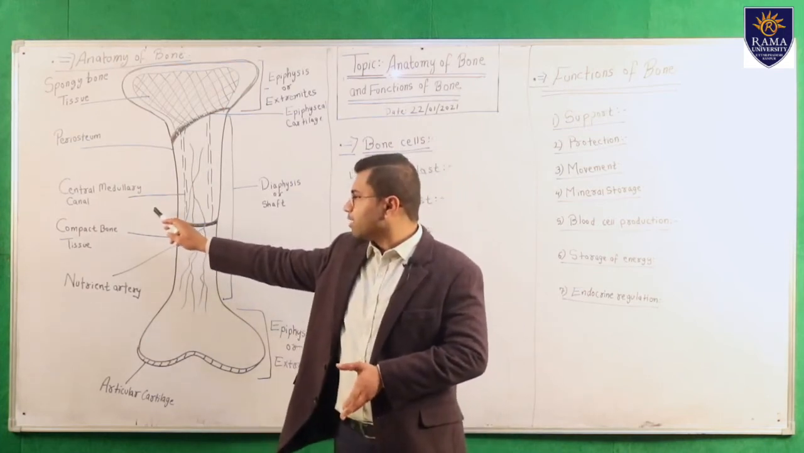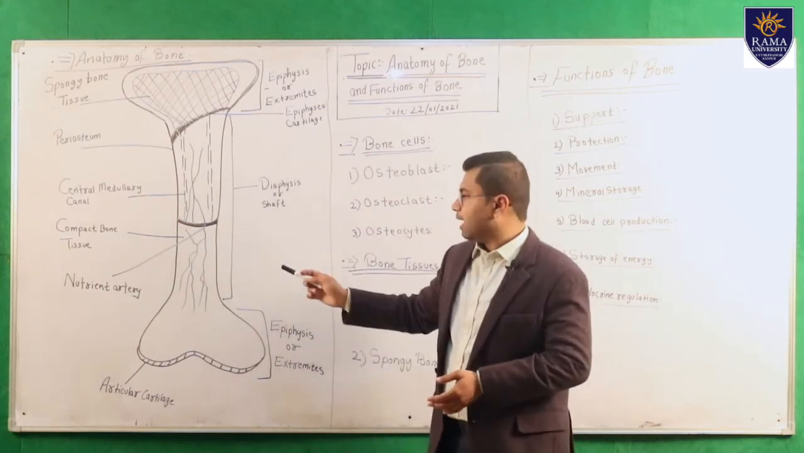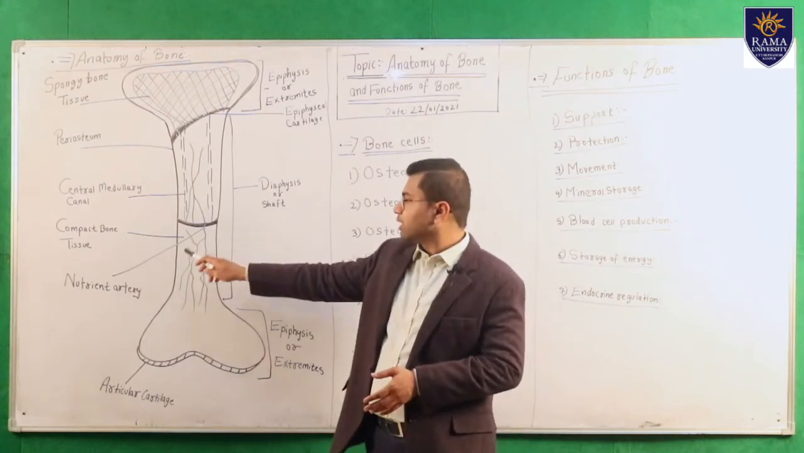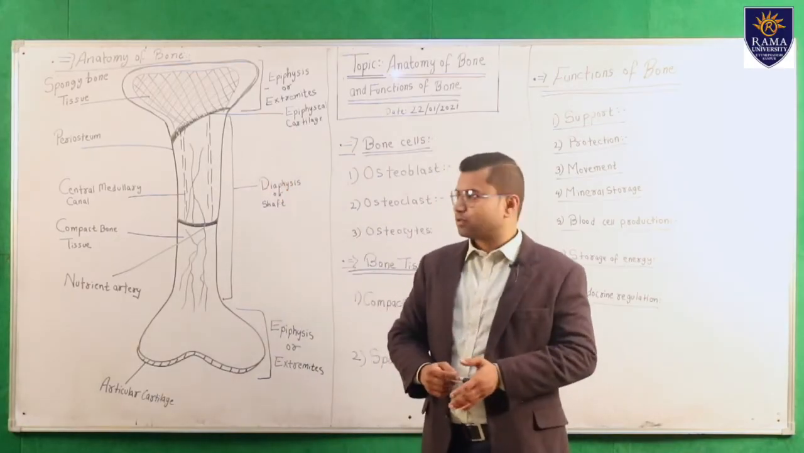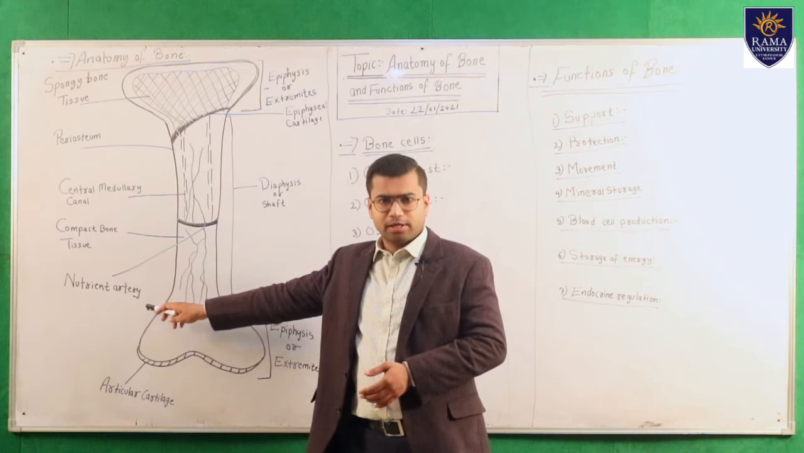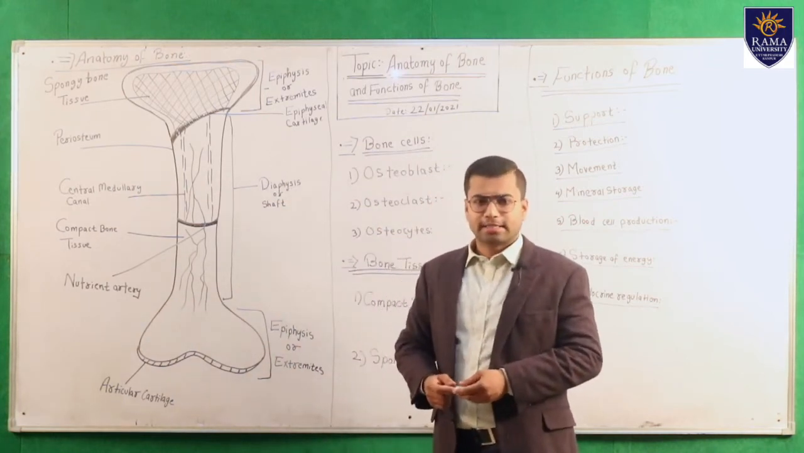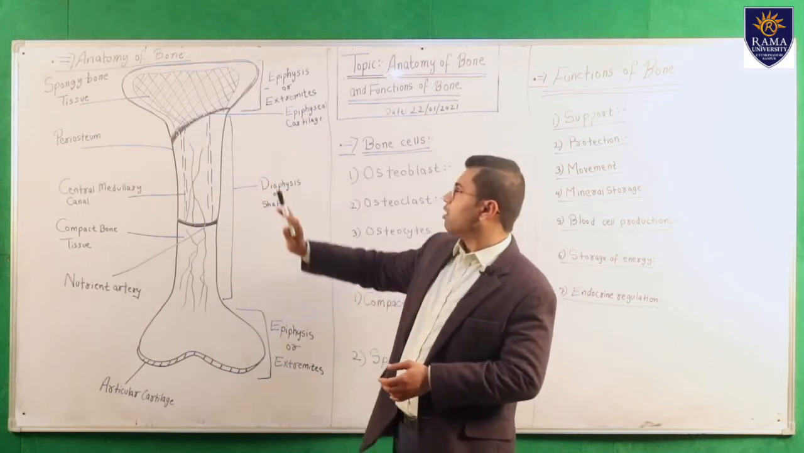What does the central medullary canal do? There is formation of blood cells, and it also supplies the nutrients. The supply of nutrients is through the nutrient artery. In the bone, the blood supply is through the nutrient artery only, and the nerve supply is through the sensory supply. So this was a little introduction about the anatomy of bone.